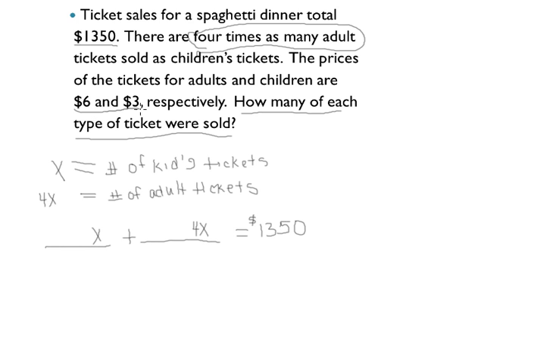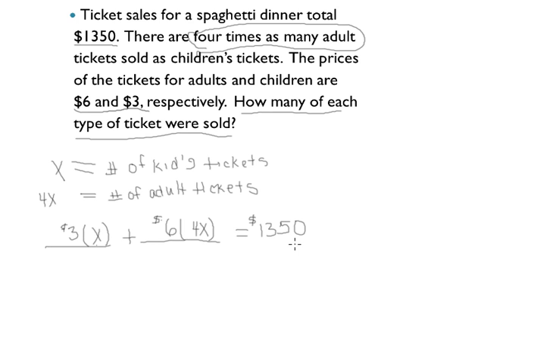Back here in the problem, they gave me the price of the tickets. So each of the children's tickets costs $3. So if I take the $3 times the number of tickets, I'll know how much money is brought in by selling children's tickets. Similarly, if I take $6 times the number of the adult tickets, I'll know how much money was brought in selling adult tickets. Now when I look at my equation, I have money, and I'm adding more money to that, and it's adding up to the total amount of money. So I have an equation that makes sense.